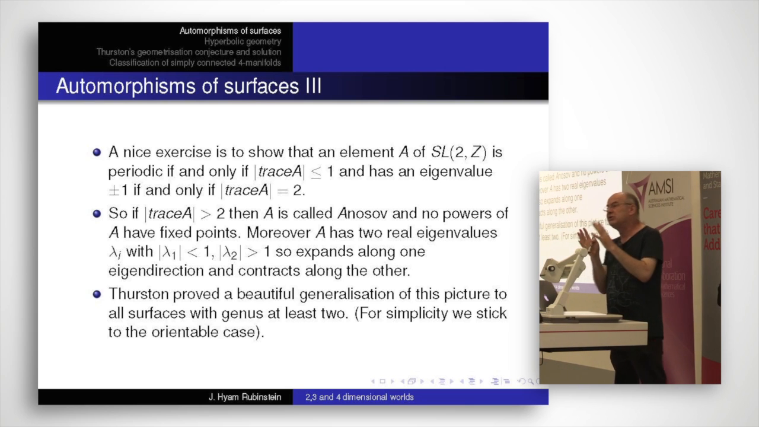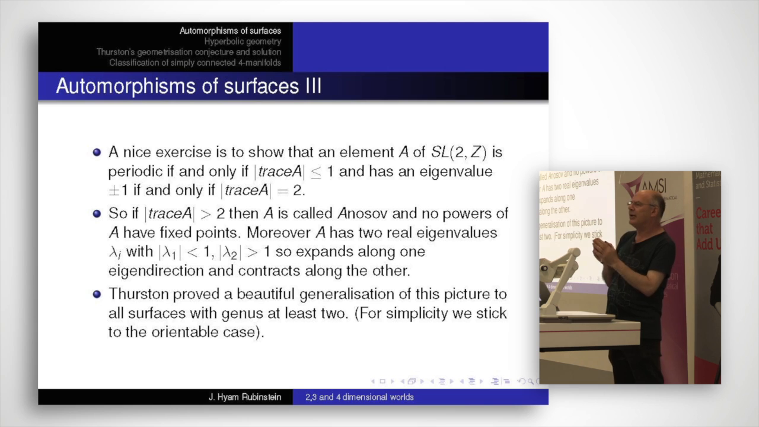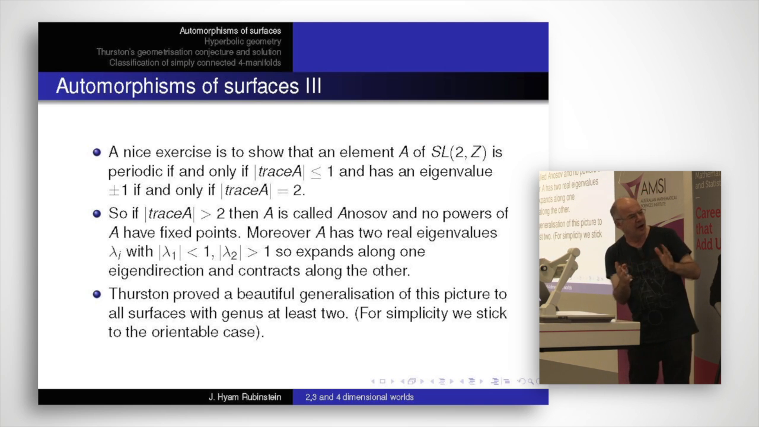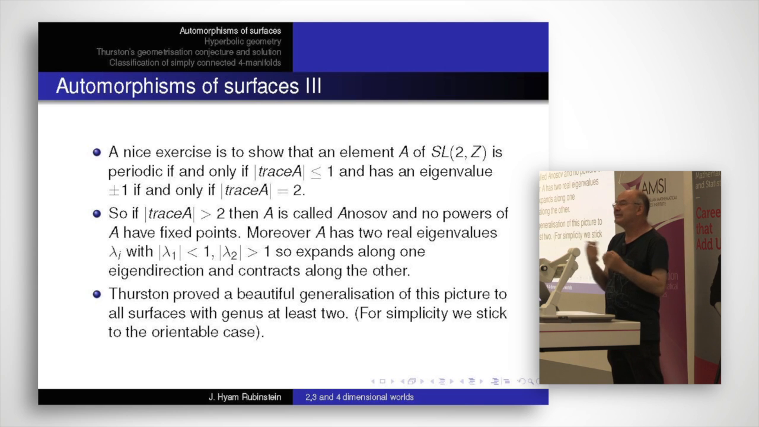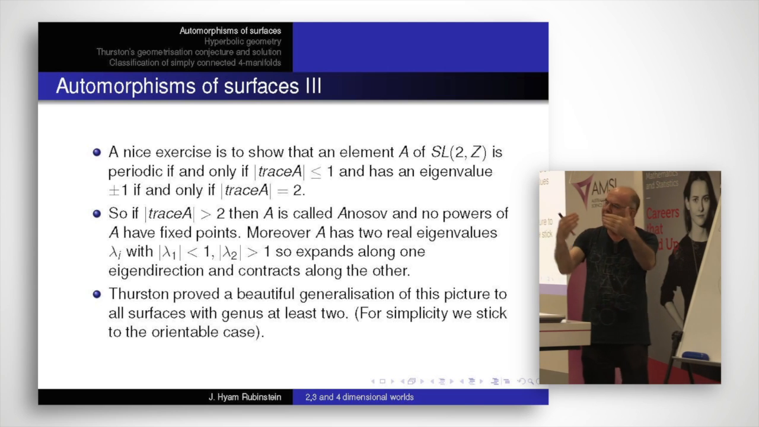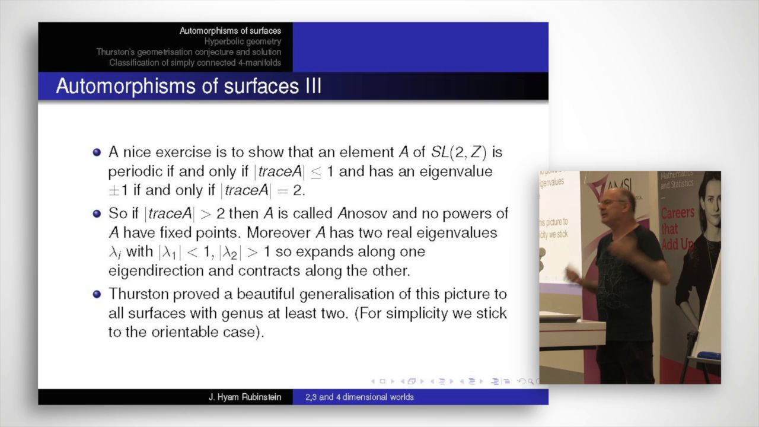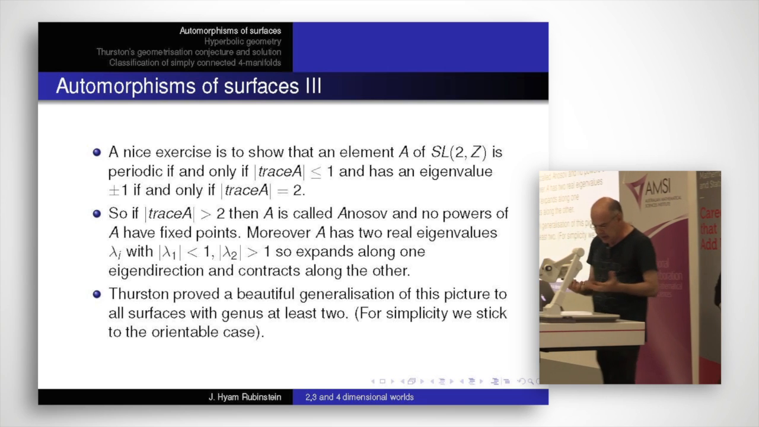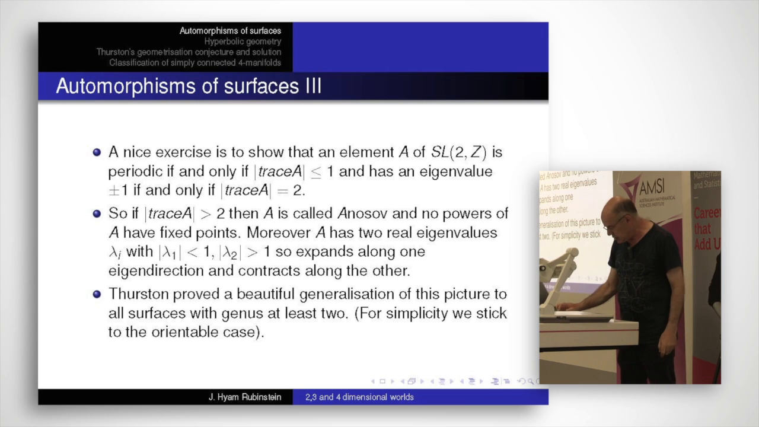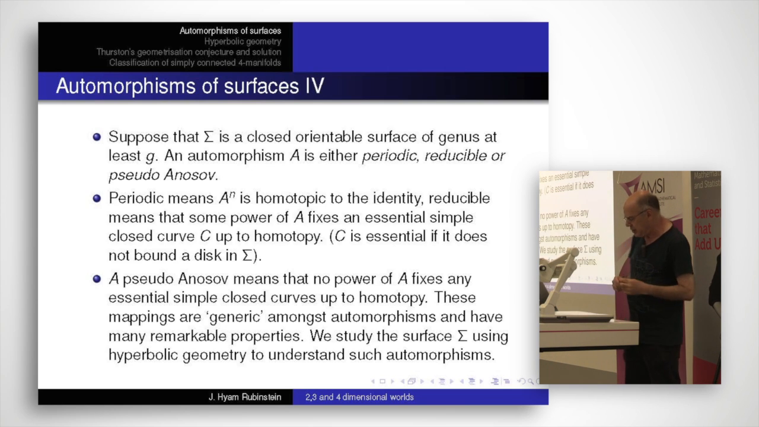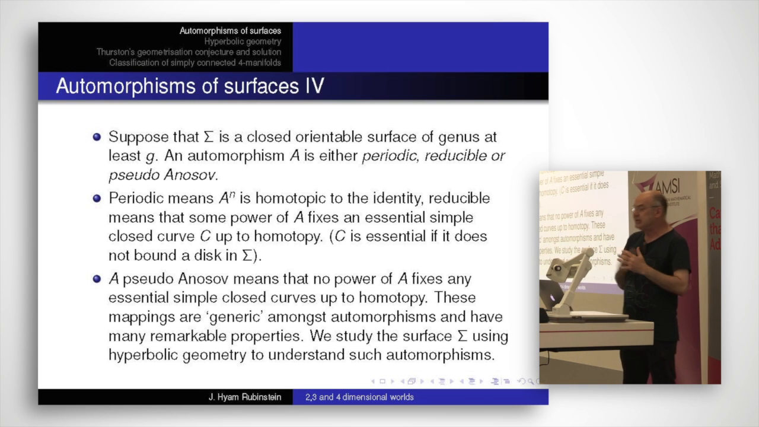So what you get is directions, but it's a lamination, a family of curves, not a single curve, where you have contracting in that direction and then you have expanding in the other direction. And so these things are called pseudo-Anosov maps. That's the name that Thurston gave them. So this is the answer.